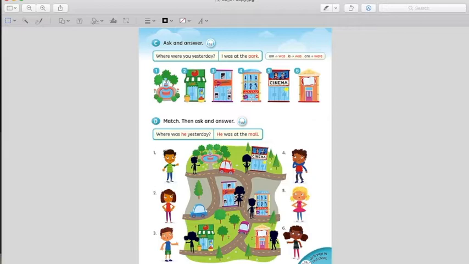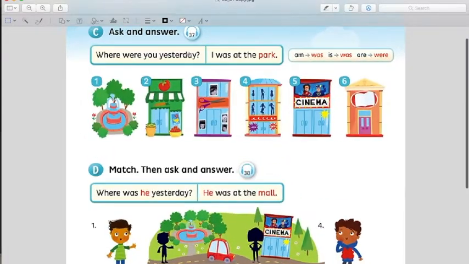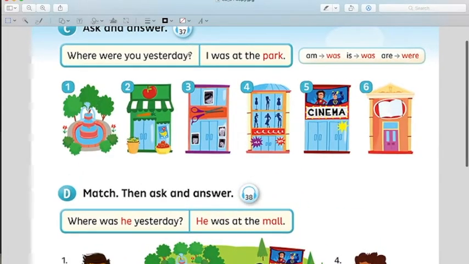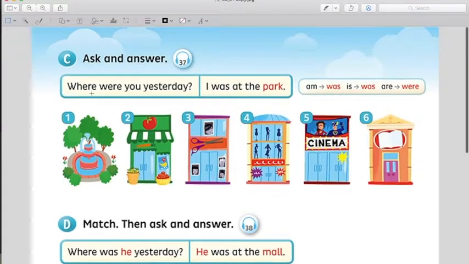Okay, so here we are on page 29. You see here we have a question. It's the same question. We're only going to use different pronouns. So let's take a look at C, ask and answer. Here we have our 6 different places. I hope you are able to name all these 6 different places. But let's take a look at the question.